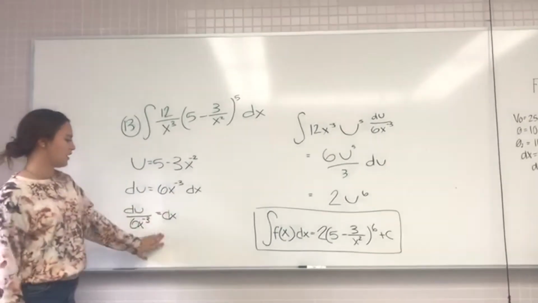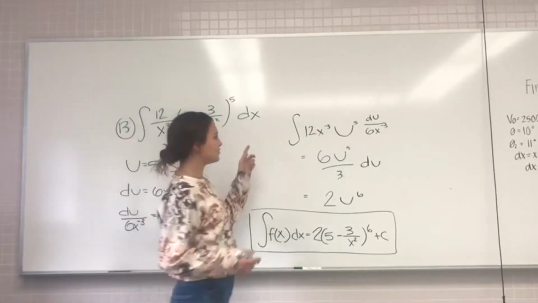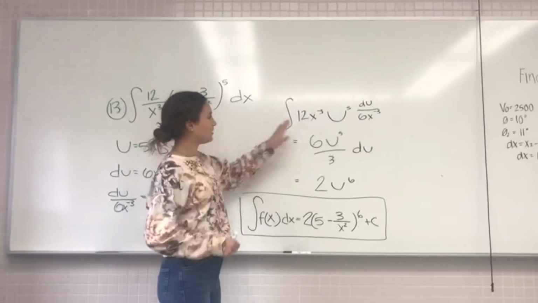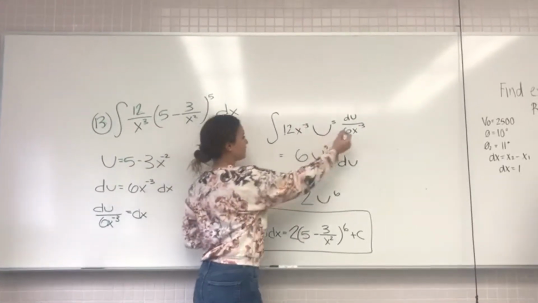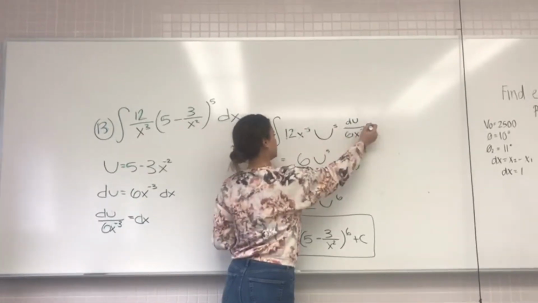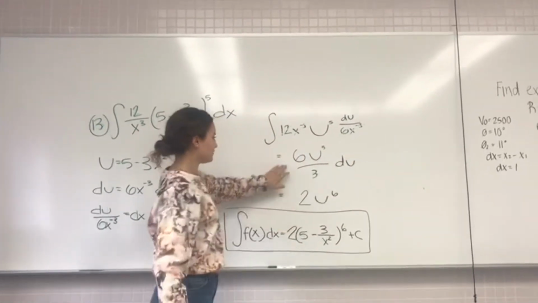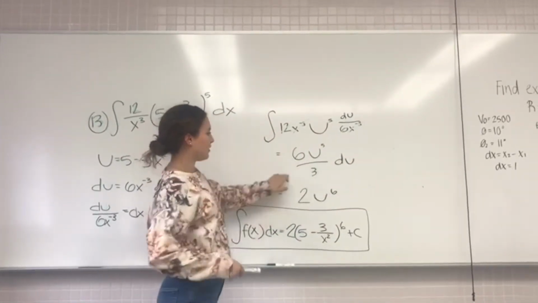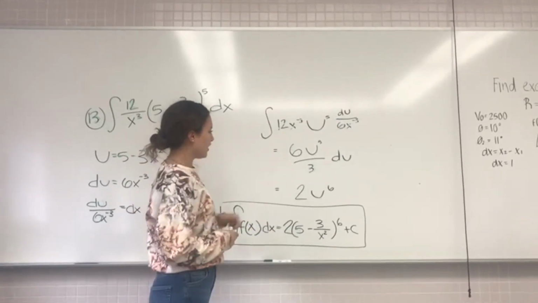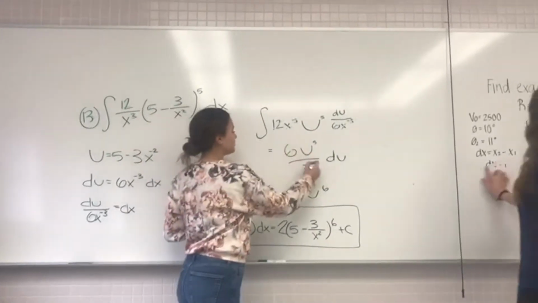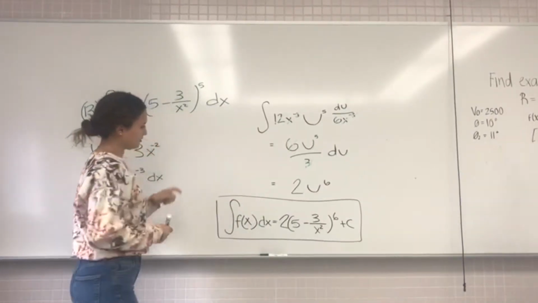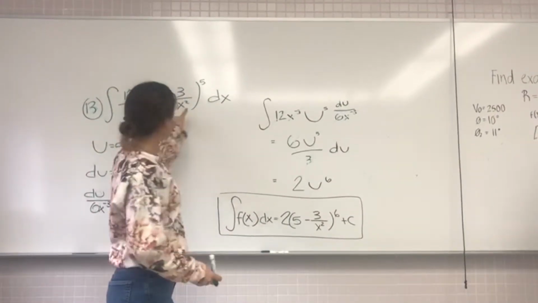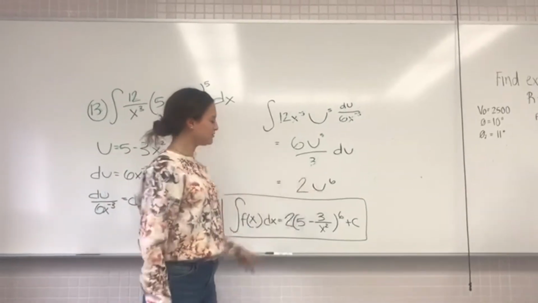And then we solve for dx. Then you rewrite your formula with the new terms, and we're able to cancel 12, 6, and x cubed with x to the negative 3, and we're left with 6 u to the 5th power over 3 du, and we are able to cancel these. We get 2 u to the 6th power, and then you put your u value here, and this is your answer.